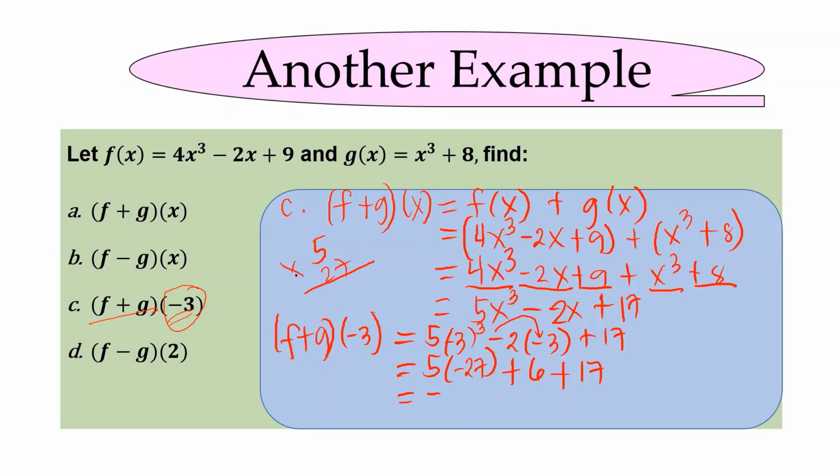So, 5 times 7, that would give you 35. 7 times 5, 35. Then, that would give you 135. So, negative 135. 5 times negative 7, negative 135, plus 6 plus 17, that would give you 23.